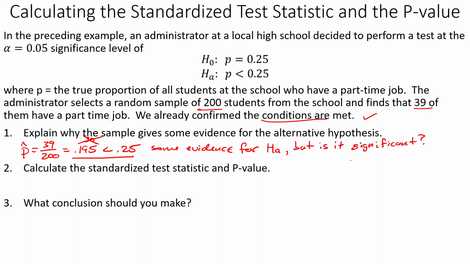So is it far enough away that it is a lot of evidence? What we do is calculate the standardized test statistic, or the z-score, and the p-value. We're at 0.195. We want to know how far away that is from 0.25, and we divide it by the standard error, or sampling standard deviation, which is the square root of 0.25 times 1 minus 0.25, divided by our sample size, which is 200.